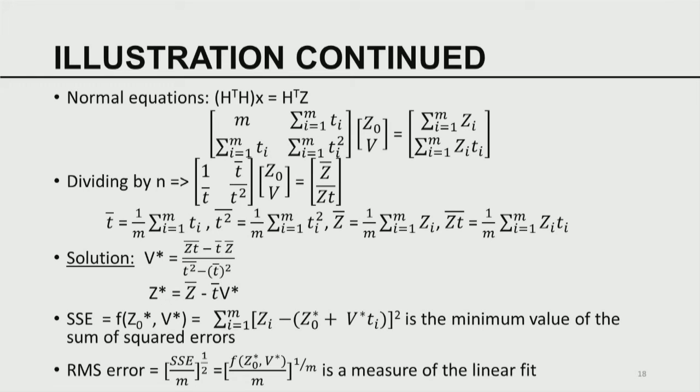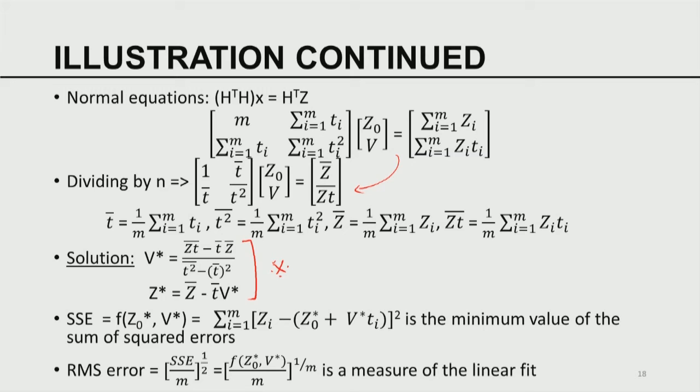Now dividing both sides by m, t bar is the average of t_i, t square bar is the average of t squares, z bar is the average of z's, zt bar is the average of the product z_i t_i. So by dividing both sides of this equation by m, this equation reduces to this equation where t bar, t square bar, z bar are all defined in here. This is a 2x2 system. We can explicitly solve it. The solution for this system is given by this.